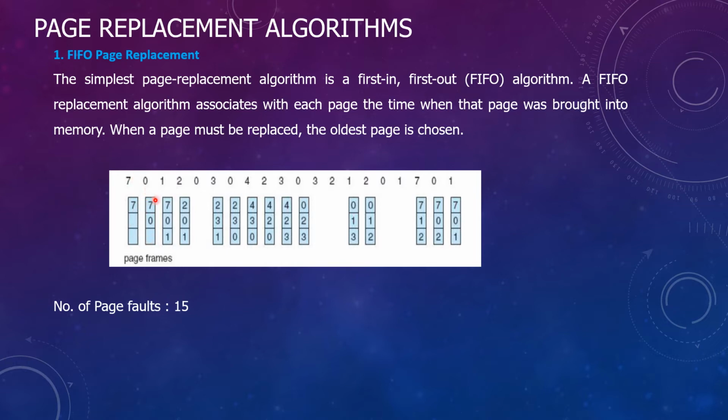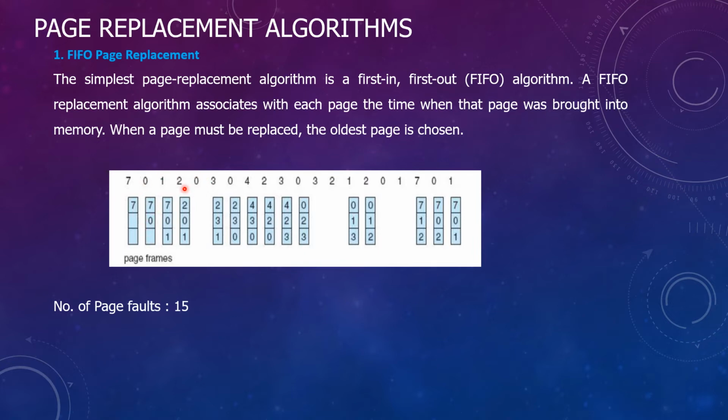Next, it is page number 0, and there is an empty frame. So we load page number 0 into the memory. And we have to load page number 1. Still there is one free frame available, so we load page number 1 in the free frame. Now you can see it is 7, 0, 1. All frames are filled. There is no empty frame.